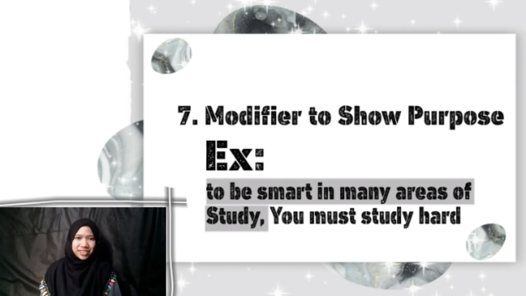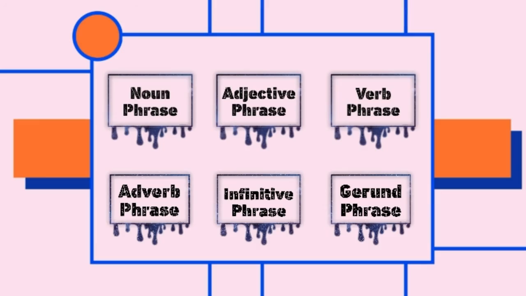Modifier to show purpose. To be smart in many areas of study, you must study hard. The infinitive phrase to be smart in many areas of study is used to show the purpose of the main clause, you must study hard. The last but not least is gerund phrase.